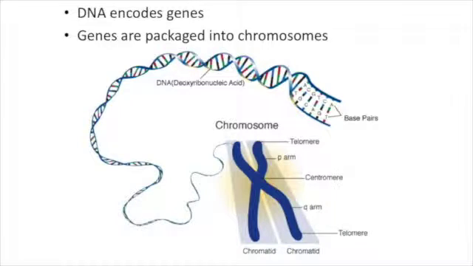So the DNA encodes the genes. You can see the code here. That is wrapped into this beautiful double helix, and then that is all packaged up, tightly wrapped around proteins into chromosomes. And so the chromosomes are how the genes are transmitted.